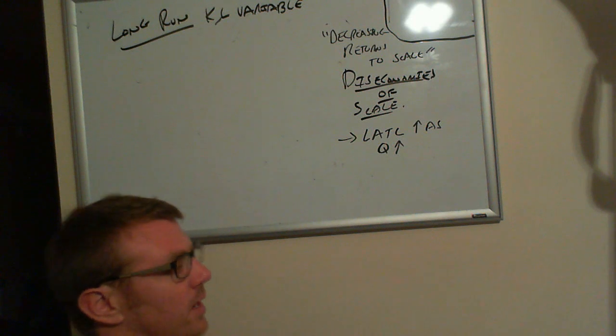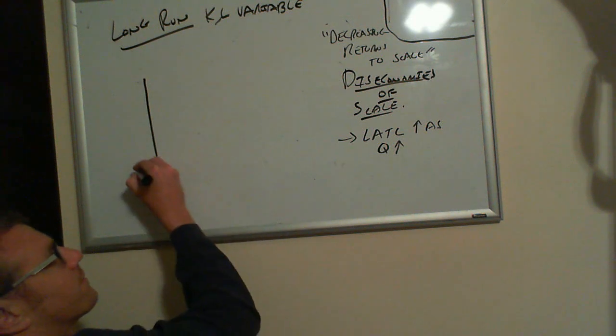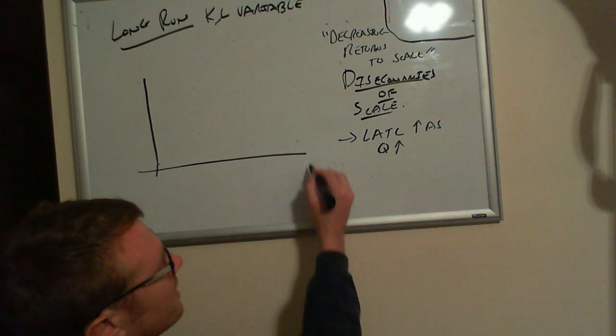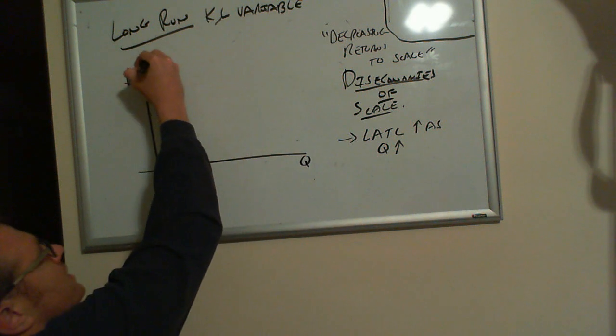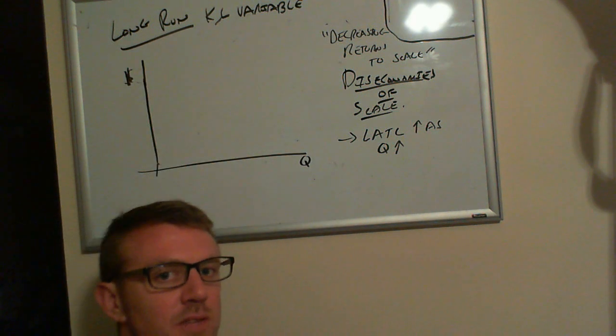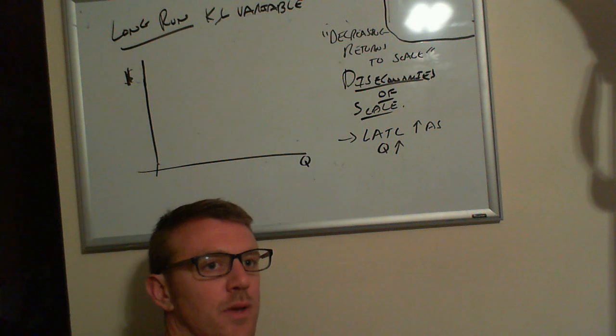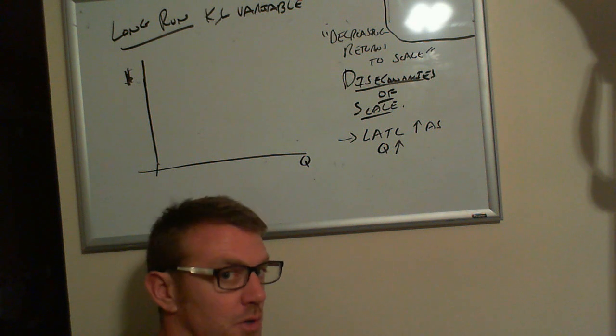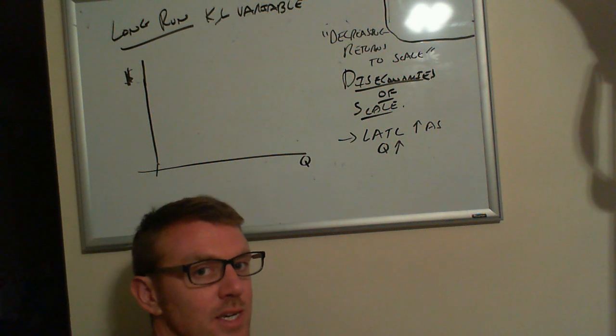And so let's see if you can draw it. Just a challenge. On this axis, pause the video and see if you can draw what you think diseconomies looks like. You just drew economies. What does diseconomies look like?